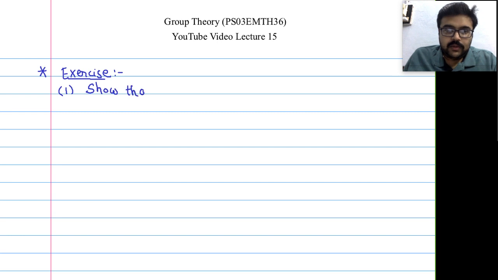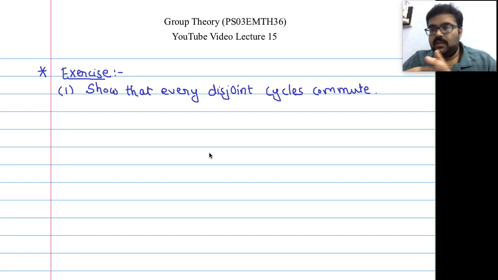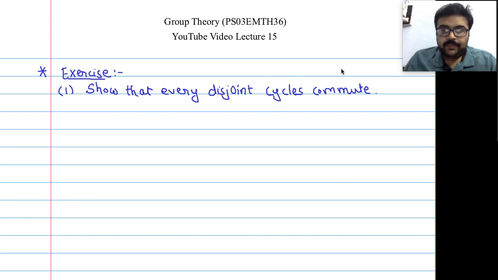Show that every disjoint cycles commute. We have seen this by examples. We take two disjoint cycles: 1, 2, 4 was a 3-cycle, and another 3-cycle was 3, 6, 5. And then they commute, that we have seen. So every disjoint cycles commute.